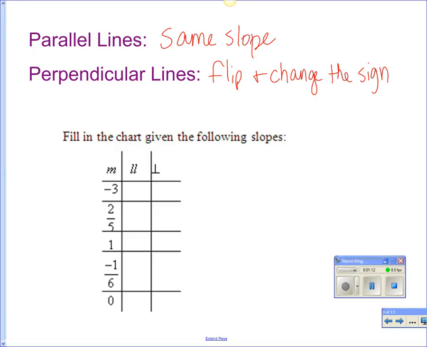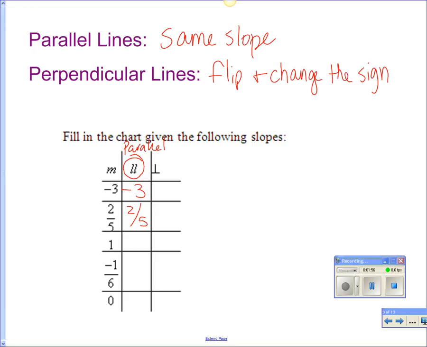This symbol right here means parallel. So if my slope is -3, the parallel slope is also going to be -3 because they're the same. Parallel lines, you keep it the same. What if I tell you the slope is 2/5? What's the parallel one going to be? 2/5. You keep it exactly the same for parallel.